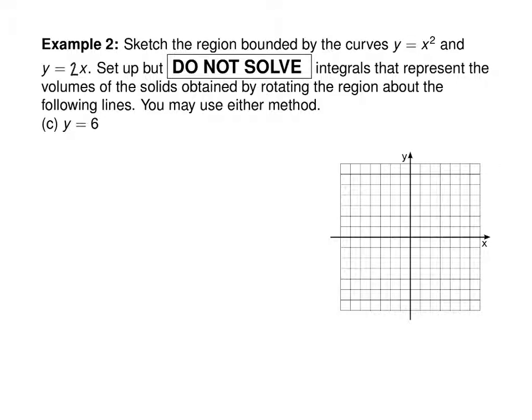All right, now let's do some rotation about some lines that are not the x or y axis. So y equals x squared, y equals 2x, and we have the line y equals 6. So here's y equals x squared again. Here's y equals 2x again. And the line we're going to rotate about is the line y equals 6, which is up here.